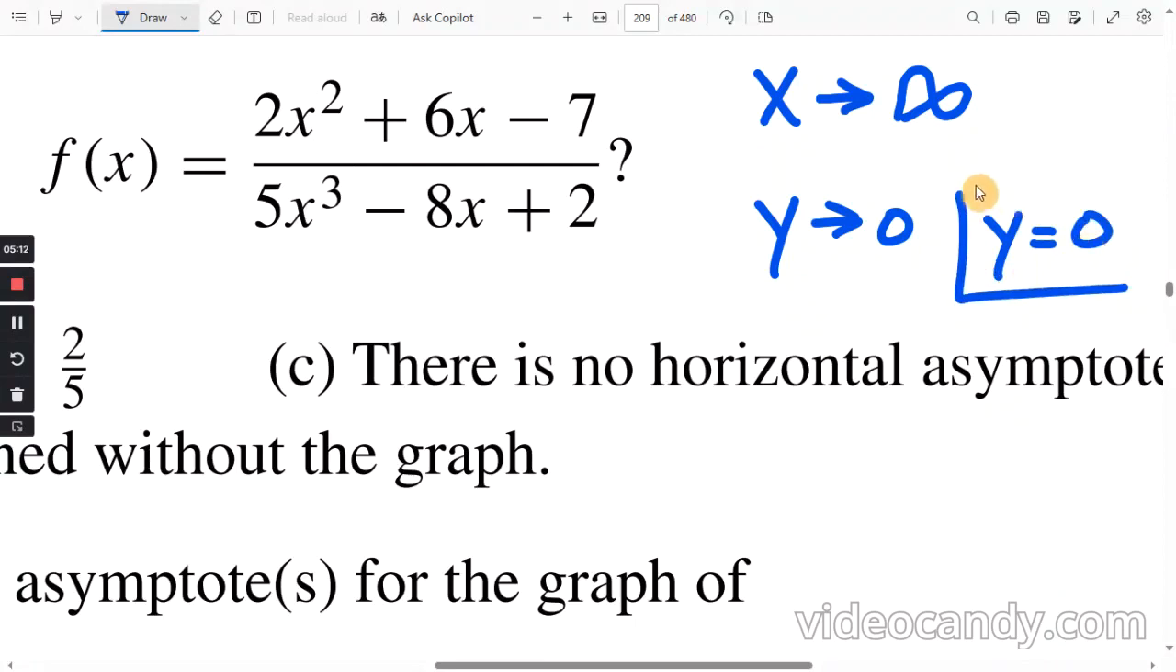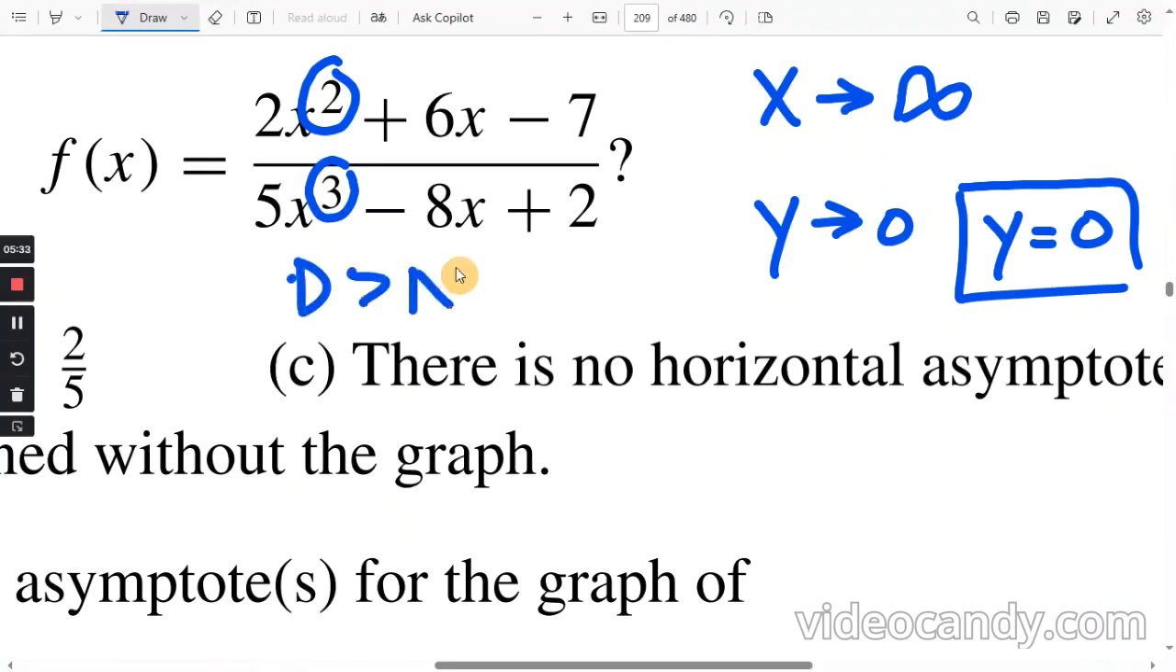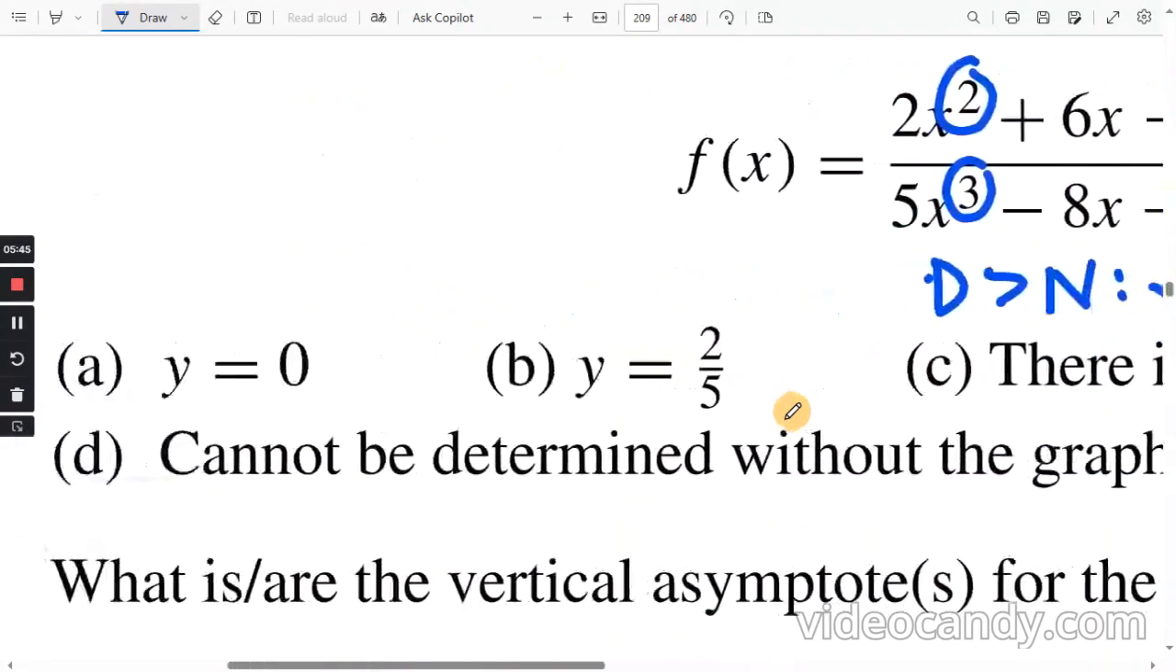Remember, the asymptote is a value that the graph approaches but never reaches. So the y is headed to 0, but it never reaches 0. That's why there's an asymptote there. All right, and of course, if you look at the notes, it's going to say that if the degree of the denominator is greater than the degree of the numerator, then the asymptote is going to be y equals 0. All right, so basically that's your answer, y equals 0. And that is answer A.